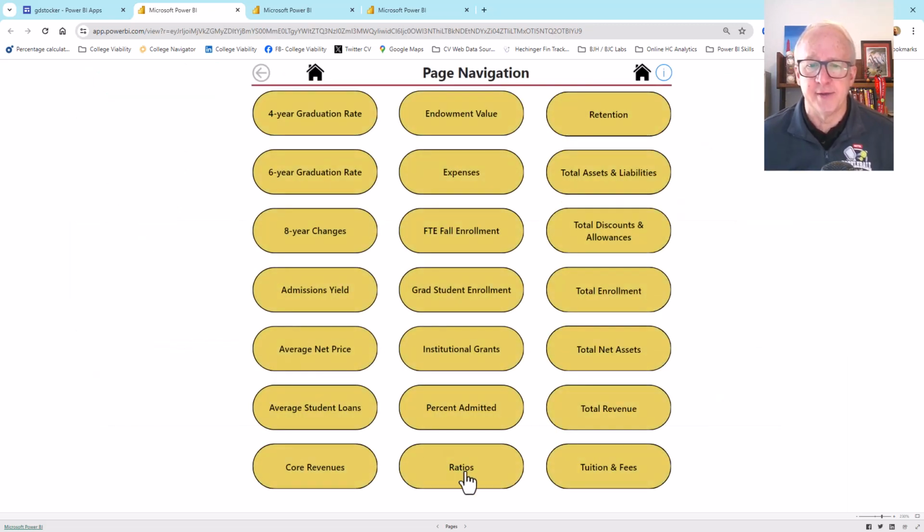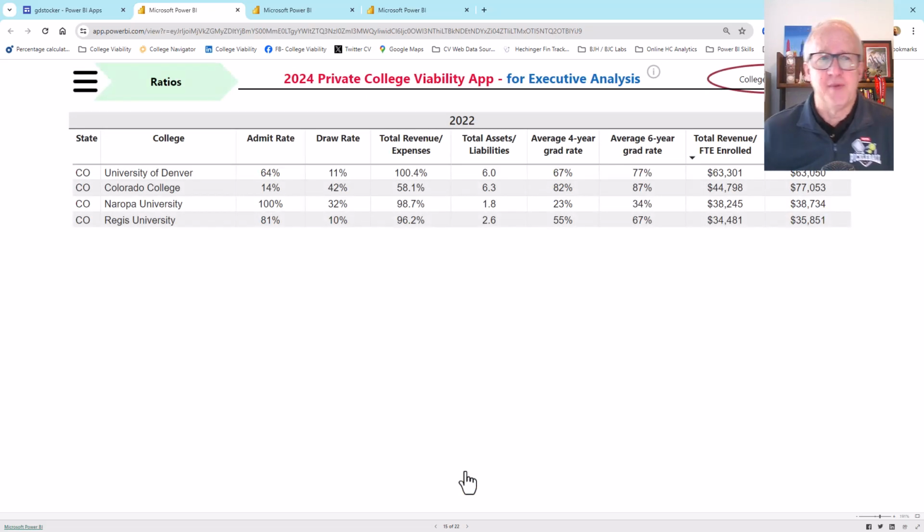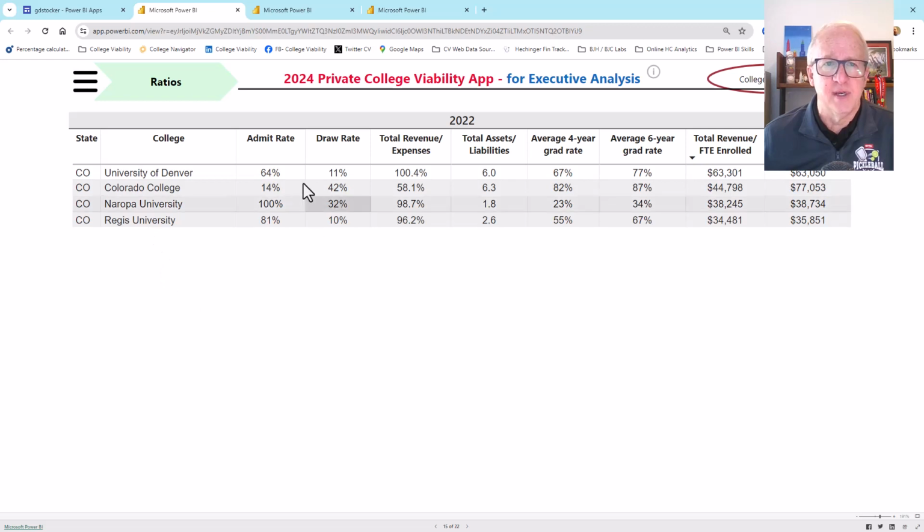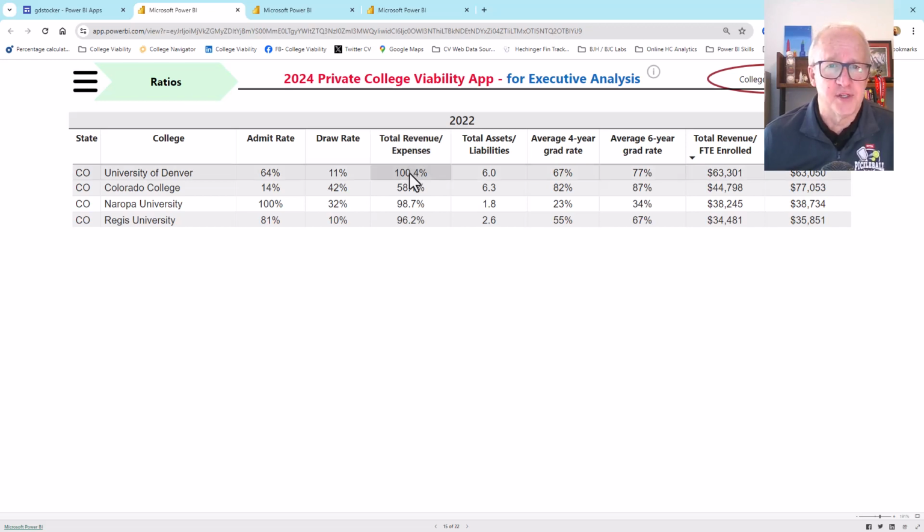This is on the high end. This is new this year, so we've taken some basic ratios and applied them to that same set of colleges. The admit draw rate is a discussion for another day. This is a reflection essentially of net sales, and any number over 100 suggests the college has generated more revenue than expenses in 2022.